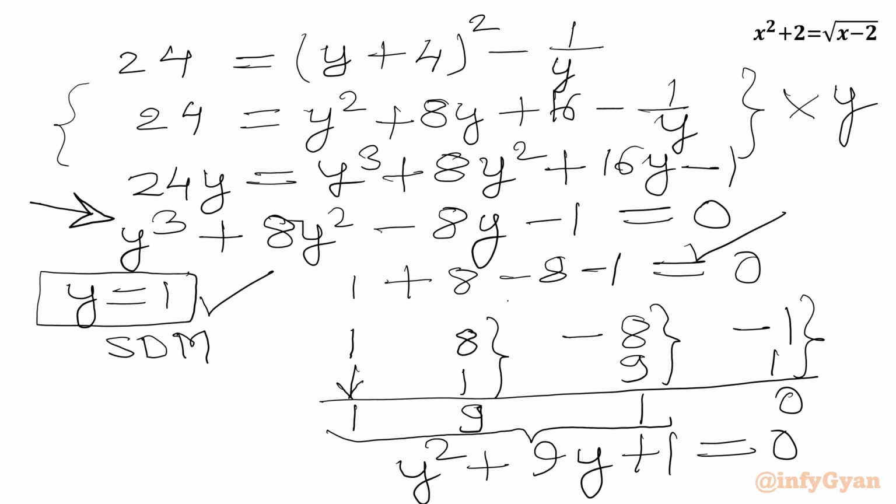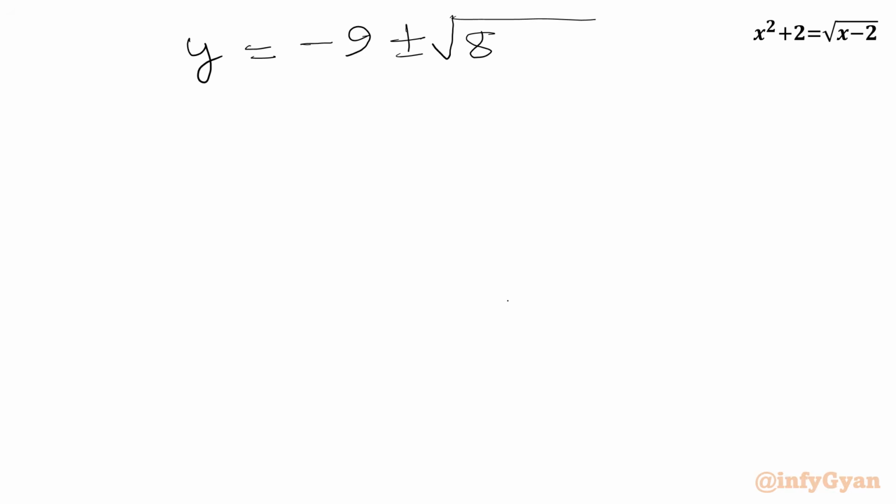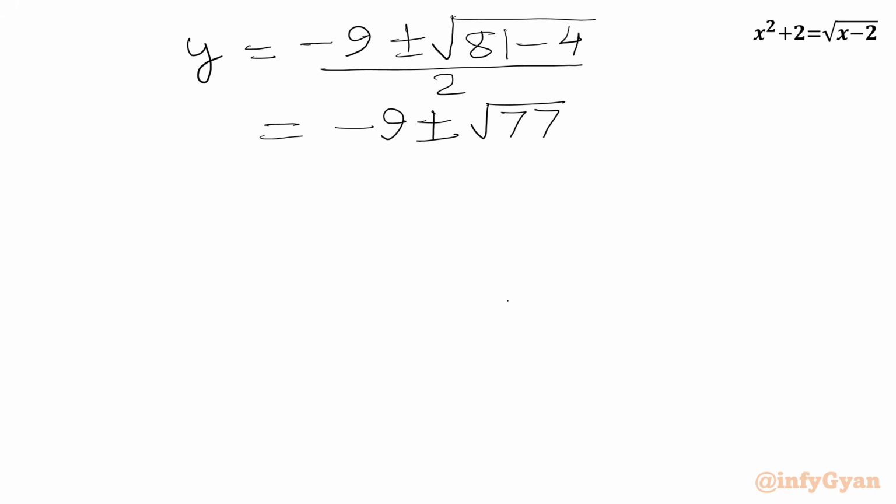Now we'll solve this quadratic equation for the value of y. Remember, y is equal to a square, where a, b, c are real numbers. So I will use the quadratic formula and get y equal to minus b, so minus 9, plus or minus the square root of 9 square, which is 81, minus 4 times 1, which is 4, over 2 times 1, which is 2. So we are going to get minus 9 plus or minus the square root of 77 over 2. And y is a square.